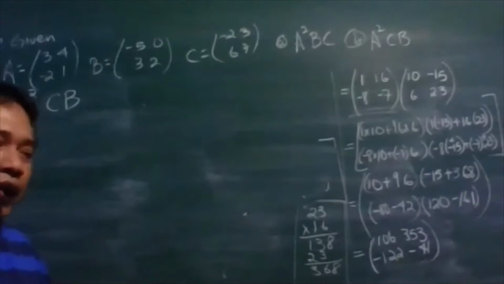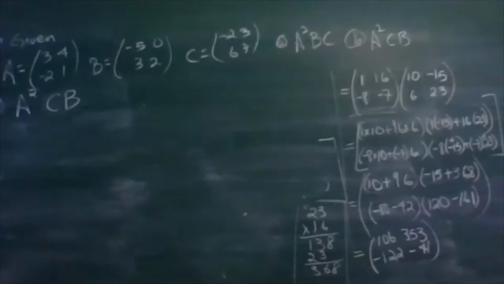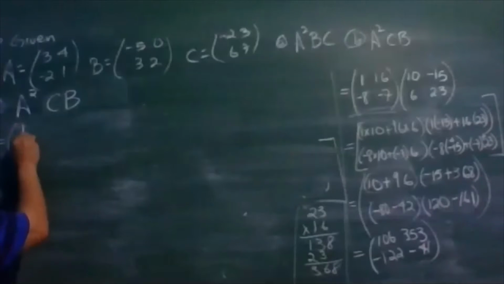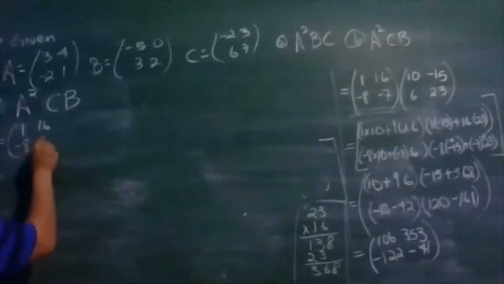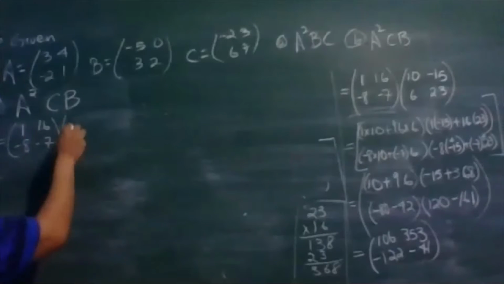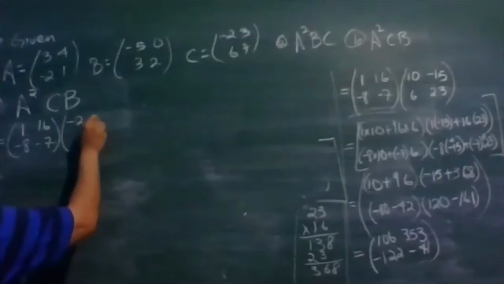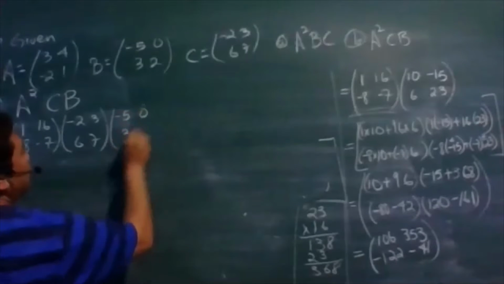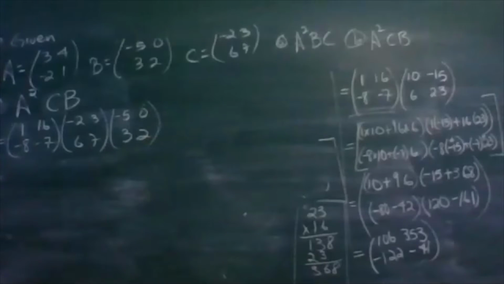But instead of me going and trying to reinvent the wheel, I will use the answer to A squared. And the answer to A squared is 1, 16, -8, -7. And then I will put the C, which is -2, 3, 6, 7. And then I'll put the B, which is -5, 0, 3, 2. So I'll put that there. Okay? I will work out these two first because that's the CB.